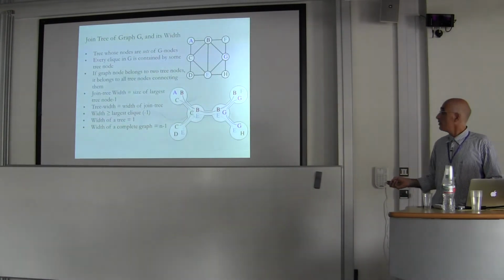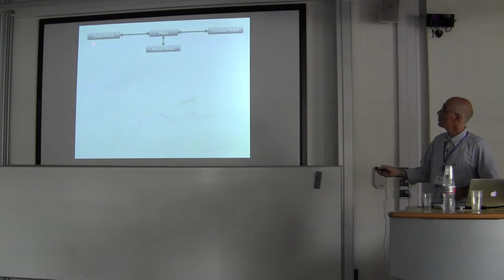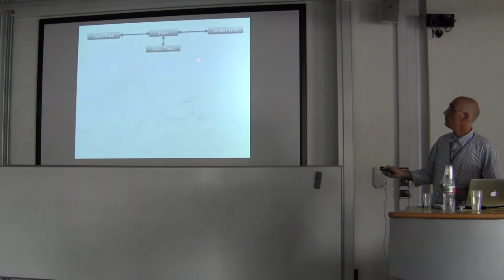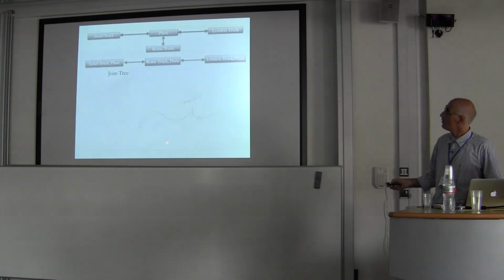So why do we care about this? Okay, before that, let's look at the example. So here's a graph, okay? And here's a geometry for this graph, okay? And the width is 1, because the largest subset is 2, minus 1 is 1.